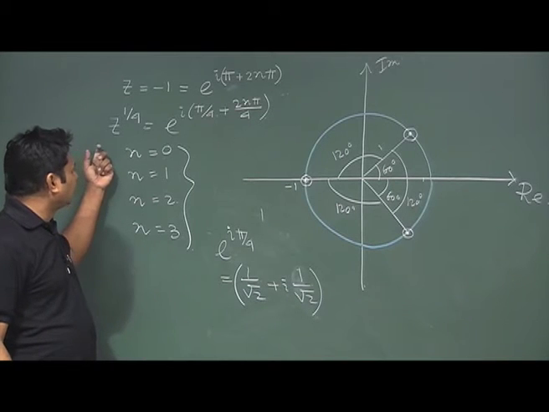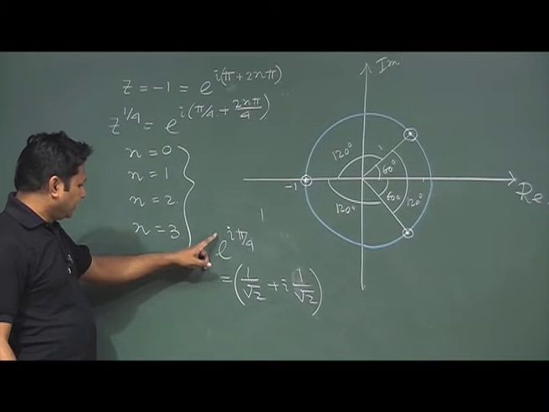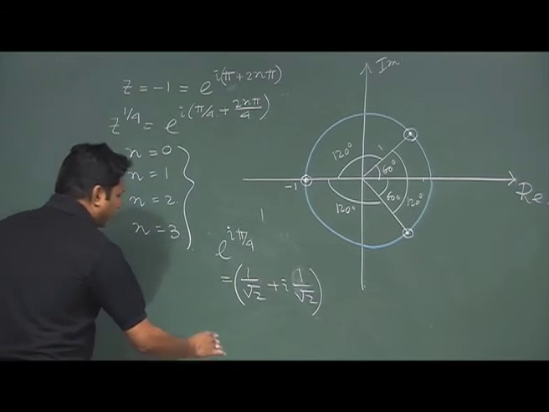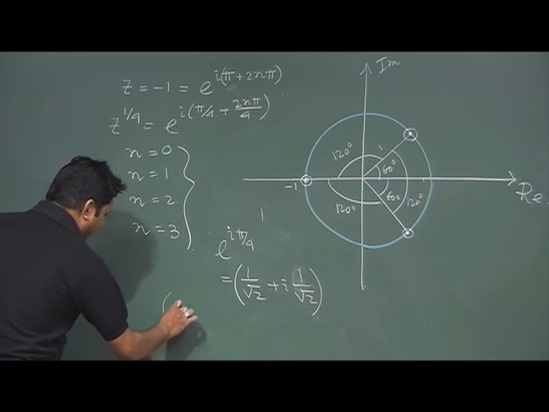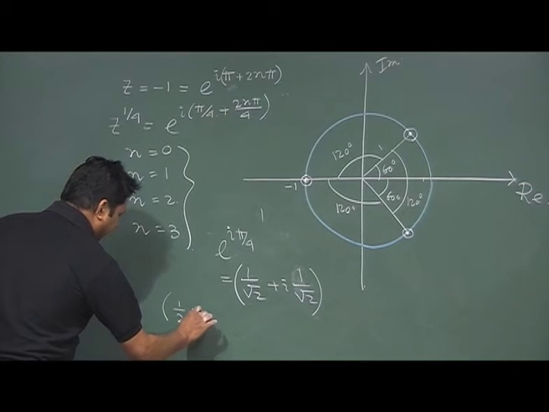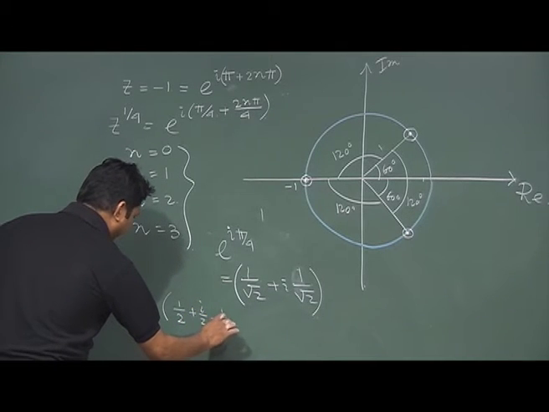Let me check once again whether I am doing the correct thing or not. So it is e to the power these things. So this quantity, if I take a square of this quantity just to check, it will be half plus i by 2 minus half.